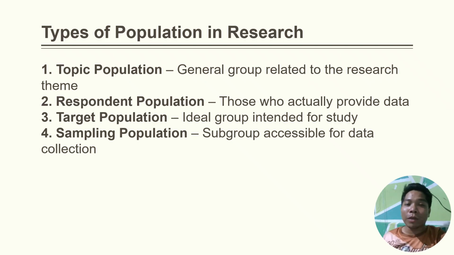We also have this target population. This is the group you wish to make inferences about, since they match your inclusion criteria. So from the word itself, target, these are the ideal groups intended for your study. So in some cases, you need to have your criteria in order for the data you'll gather to be valid. So if the population falls within the criteria, then that is considered your target population.